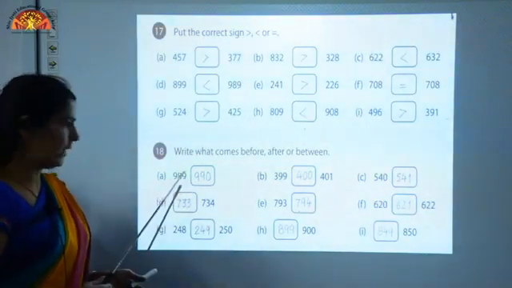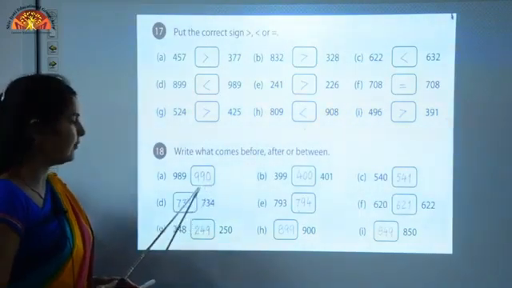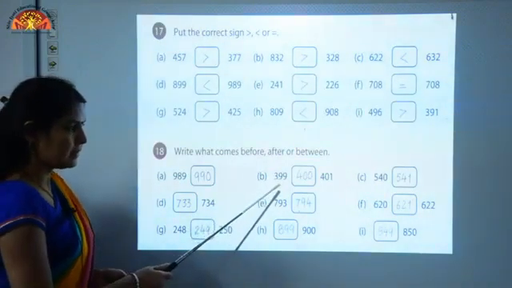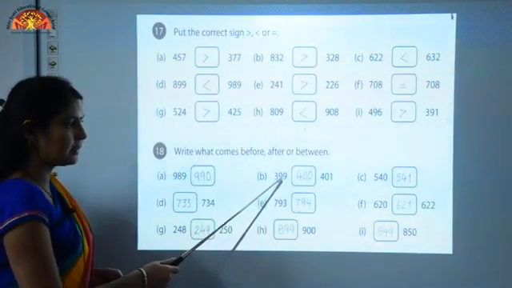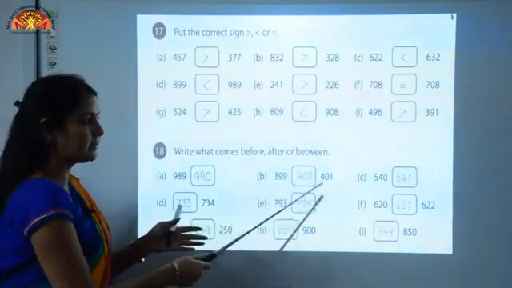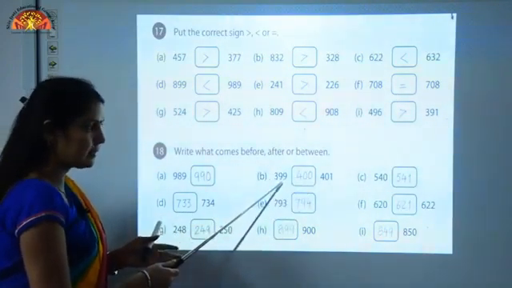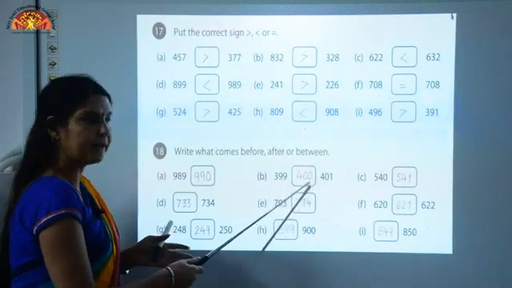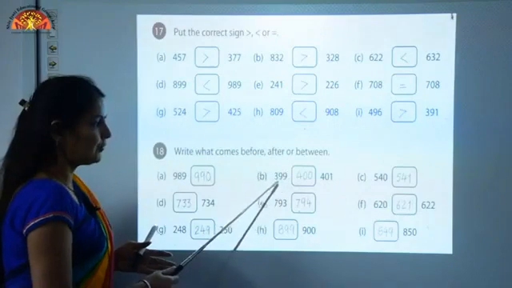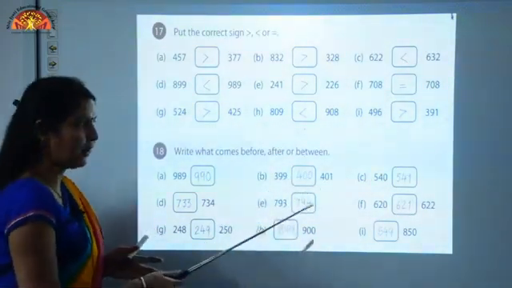So if we add 1 to this number, then we will get 990. This is the after number of 989. This is the between number, 399. Again, this is the after number of 399 and this is the before number of 401. So you can add 1 in this number, then you will get 400. So what is the between number of 399 and 401? This is 400. I hope you have understood.